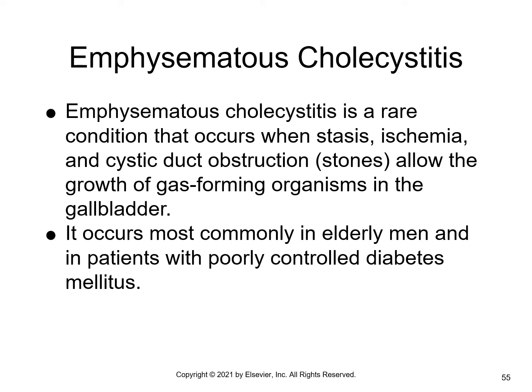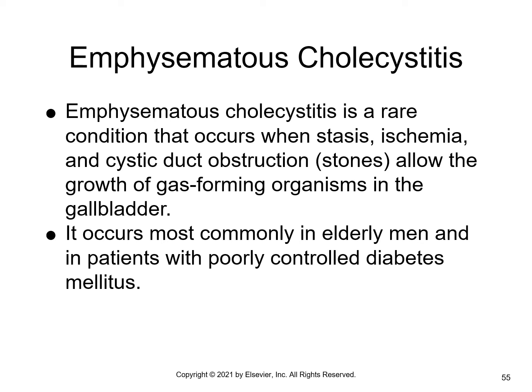So emphysematous cholecystitis is a very rare condition. It occurs when there's stasis of the gallbladder, so it's not contracting efficiently. There's ischemia, so there's a lack of blood flow to the cystic duct and the stones, and because of those reactions, you start developing gas-forming organisms of the gallbladder. So this is a very sick gallbladder. It occurs most commonly in elderly men and patients with poorly controlled diabetes, because that's going to affect the blood flow to that area.